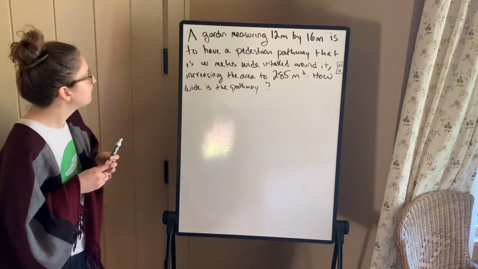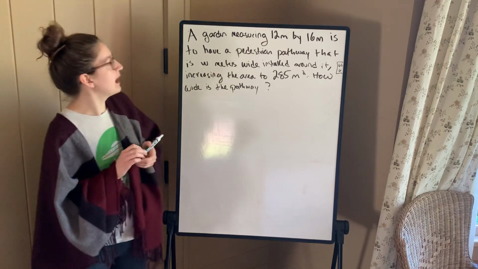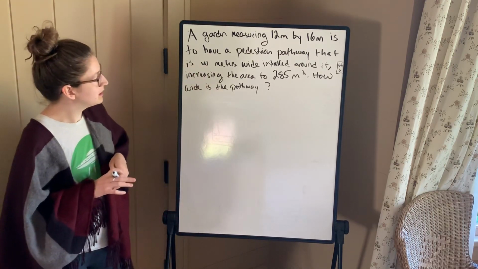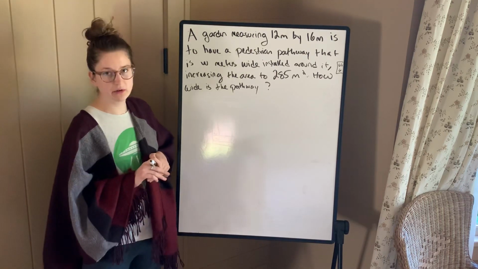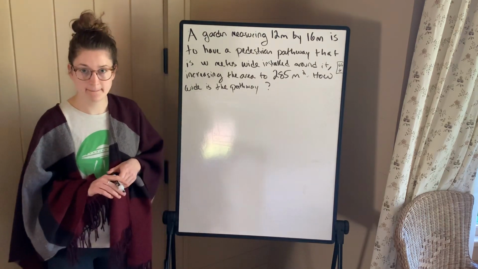So let's read this one. It says a garden measuring 12 meters by 16 meters is to have a pedestrian pathway that is W meters wide installed around it, increasing the area to 285 meters squared. How wide is the pathway?